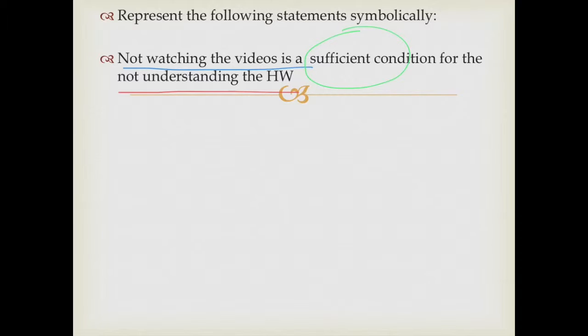So I know that the left side of my statement is going to be P, the right side of my statement is going to be Q. When I go to translate this, I have P arrow Q, however I have not watching the video, so I need a negation, and I also have not understanding the homework, so I need another negation. So this whole statement could be translated as negation of P, arrow, negation of Q.